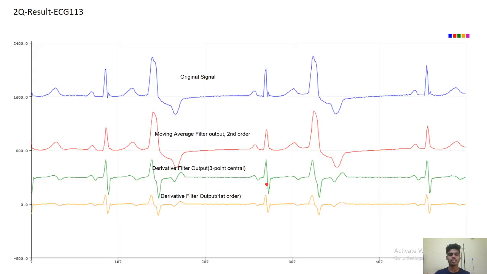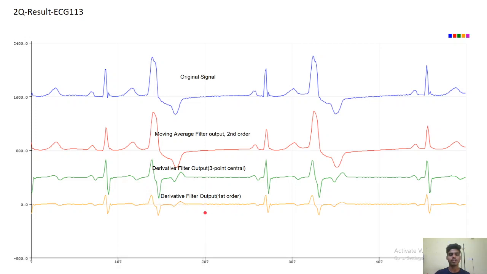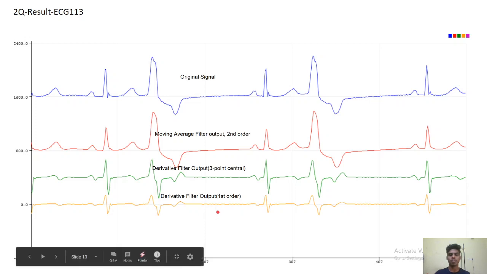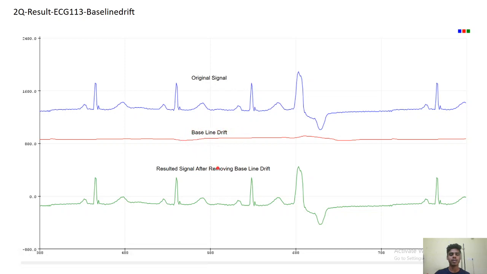The second sample data we were given is ECG 113. This is the original signal, this is the moving average filter output of second order, this is the derivative filter output of 3 point center difference, and this is the derivative filter output of first order. We also performed the baseline drift removal for the ECG 113 sample data. This is the original signal, this is the baseline drift, which is the low frequency noise, and this is the result signal after removing the baseline drift from the original signal.